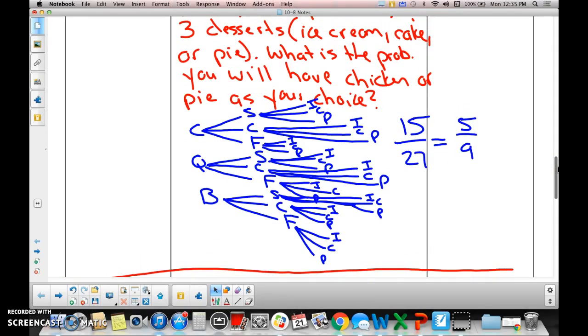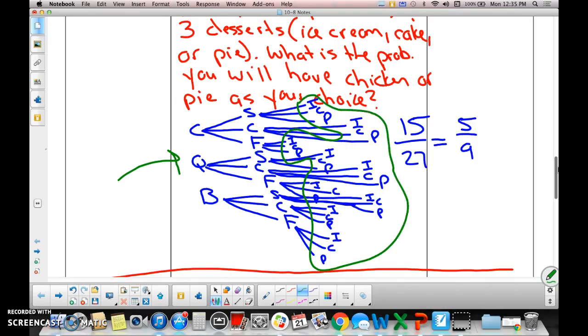So I know this is a very ugly tree diagram. I hope when you're required to make your tree diagram, you leave yourself much more space than I did. But ultimately over here, we have all of our final outcomes by using a tree diagram. And then we just counted up which ones had chicken and which ones had pie and added them all together.